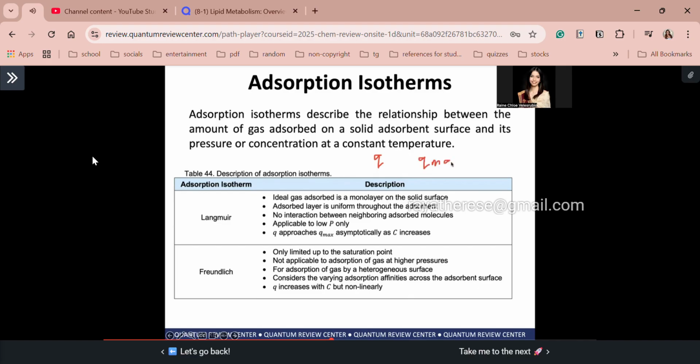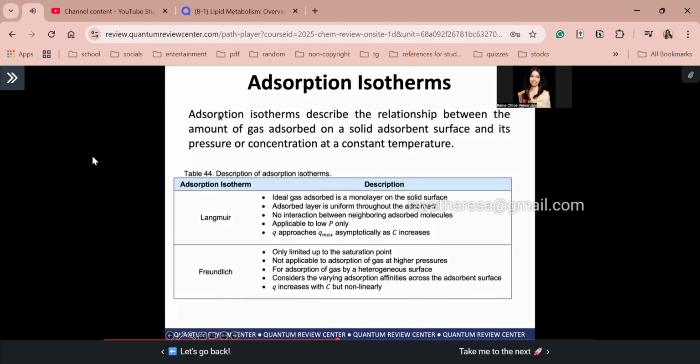Now, when we say Freundlich isotherm, it is valid only up to a certain saturated point. So, hindi siya suitable at higher pressures, and it only applies to heterogeneous surfaces because it assumes that the surface is not uniform. And it assumes that there are different adsorption strengths at different sites. So, please take note of that again. For example, yung surface nyo ganito, lubak-lubak. So, yung mga surface na yan, they have different adsorption strengths. And adsorption Q increases with the concentration of the adsorbate, but not linearly as well.